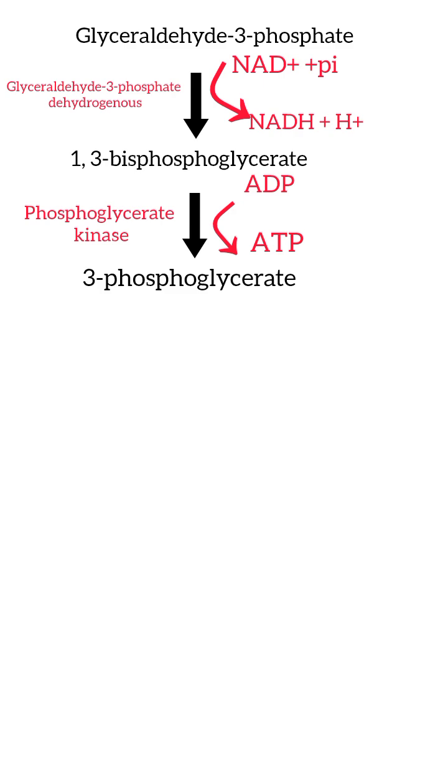The seventh step involves the conversion of 1,3-bisphosphoglycerate to 3-phosphoglycerate by phosphoglycerate kinase. In this reaction, phosphate is transferred from 1,3-bisphosphoglycerate to ADP to generate ATP. That is, a total of 2 ATP is formed per glucose molecule oxidized.